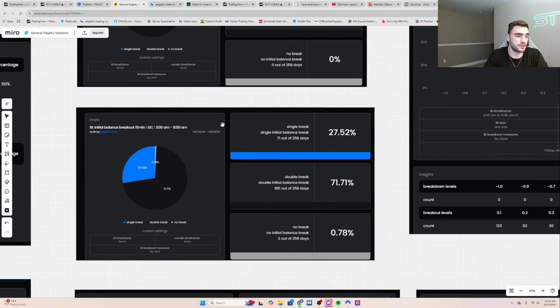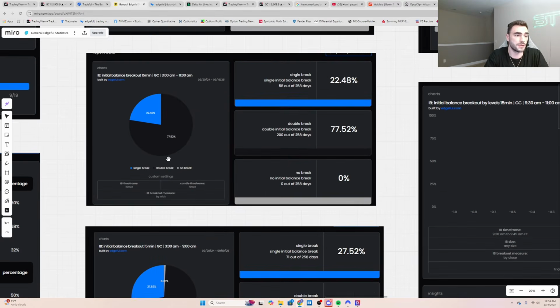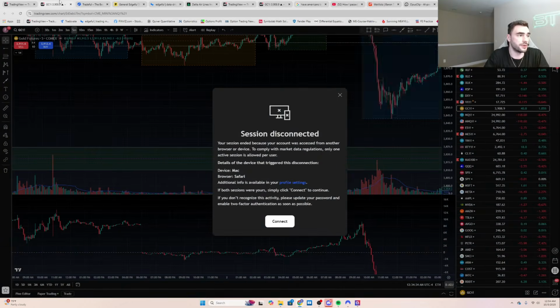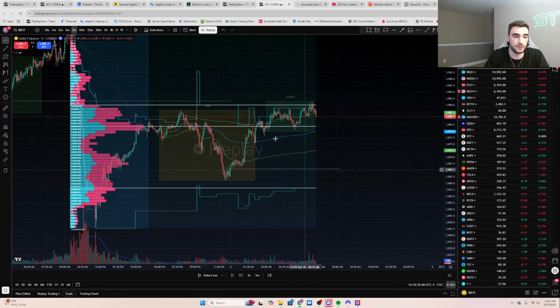I also have this other stat, 3 a.m. to 9 a.m., same exact thing. The percentage is a little bit lower. So this stat to me is valid till 11 a.m. But going into 9 a.m., it still has a pretty high probability. So what I'm going to look for here is going to be my high and my low.